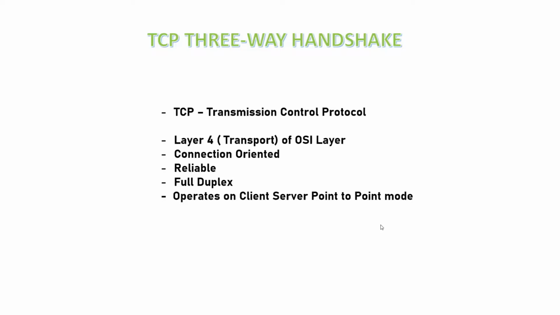The TCP three-way handshake. So what is TCP? TCP is Transmission Control Protocol. This protocol works on layer 4 of the OSI layer. It is connection-oriented, it is reliable, it is full duplex, it operates on a client-server point-to-point mode. We'll see how it really works.